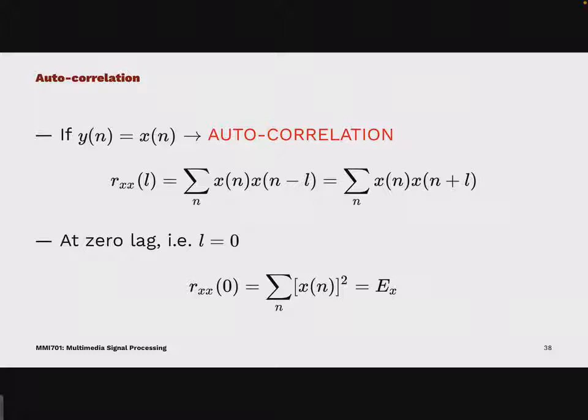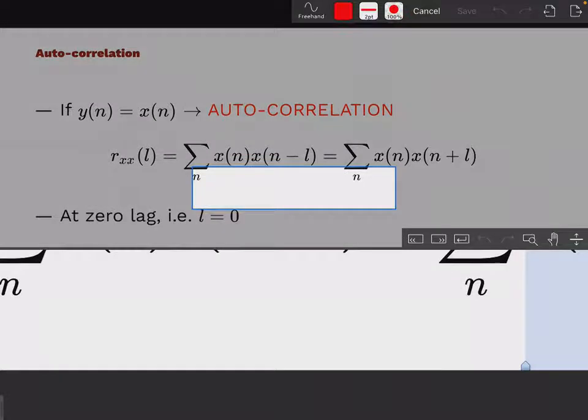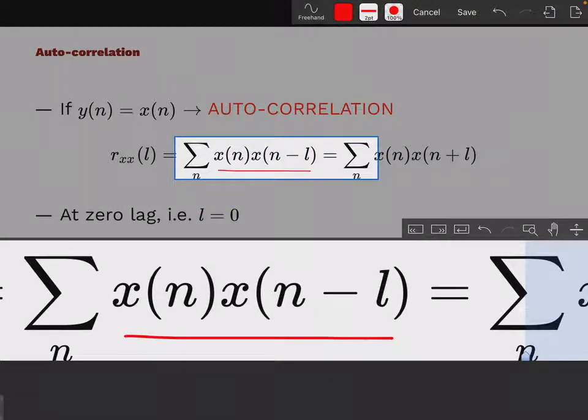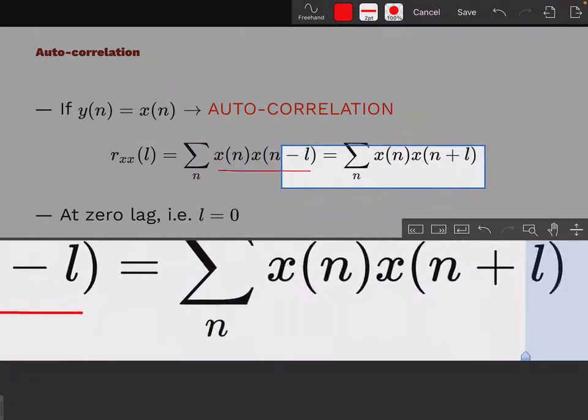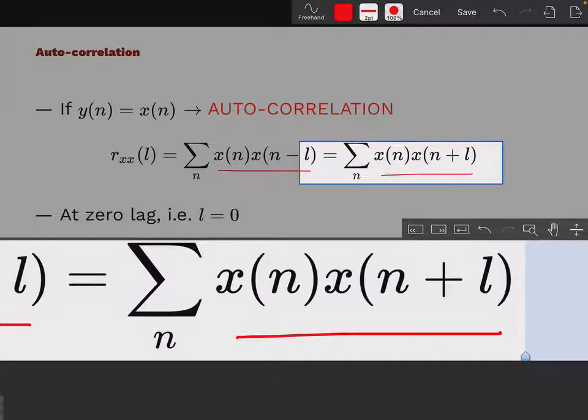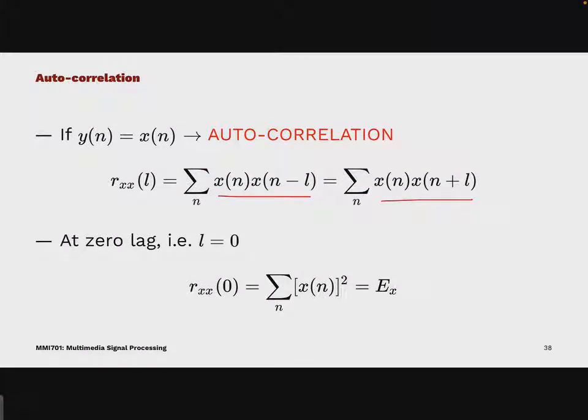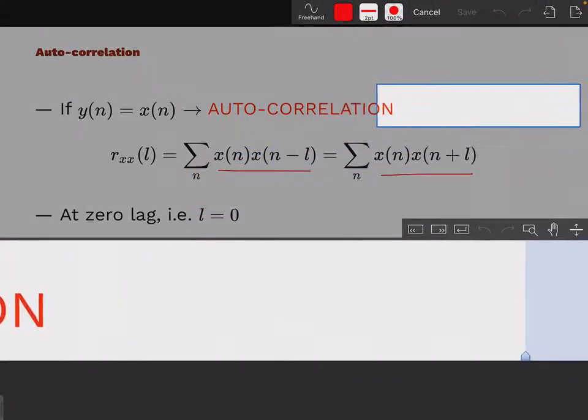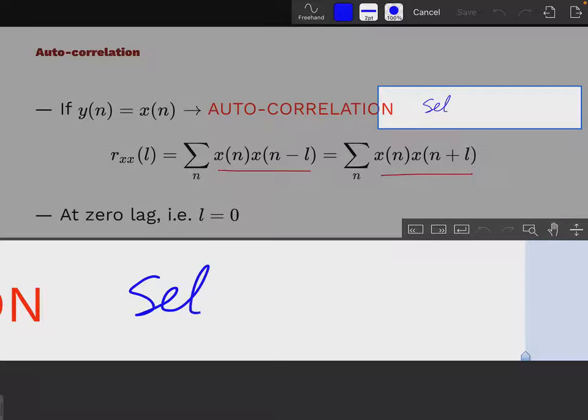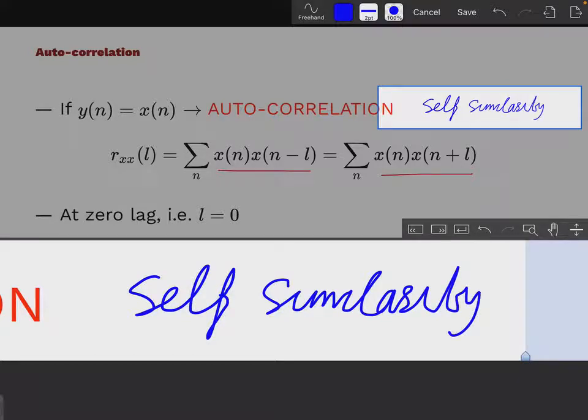And just by using the definition, our xx of L is equal to x of n x of n minus L summed over all n, which is equal to x of n x of n plus L from our earlier derivation. And we end up with our xx of L equals to our xx of minus L. So this again is, let me just write it once again, the self-similarity of a signal.